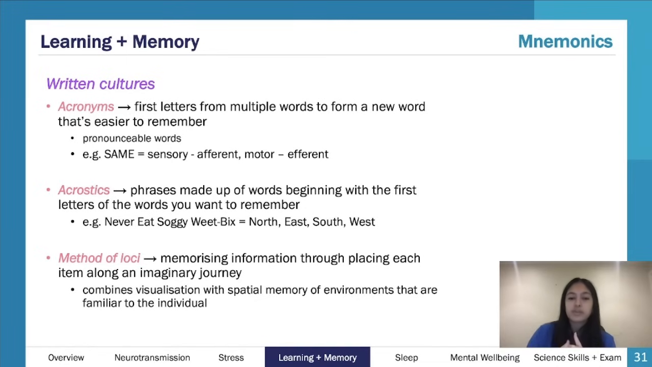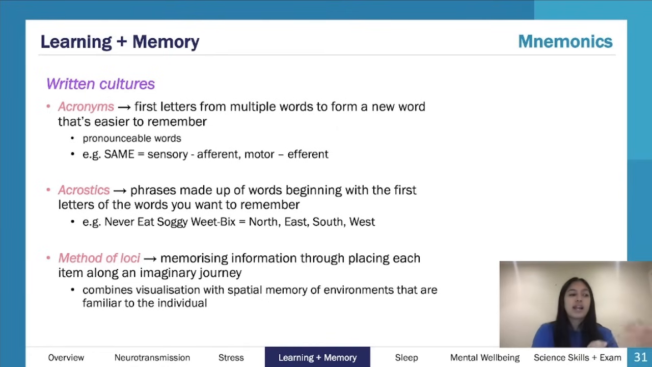The method of loci is a bit of a different one. This is the idea of memorizing where things are based on their location. So you basically visualize lists. For example, if you have to remember a list of things, you might put them in different corners of the room, or in different locations along your drive. And then when you look at those places, you remember them.